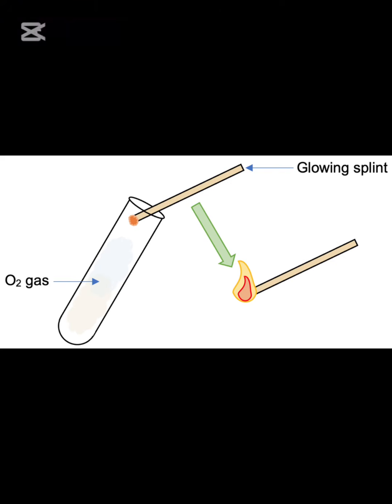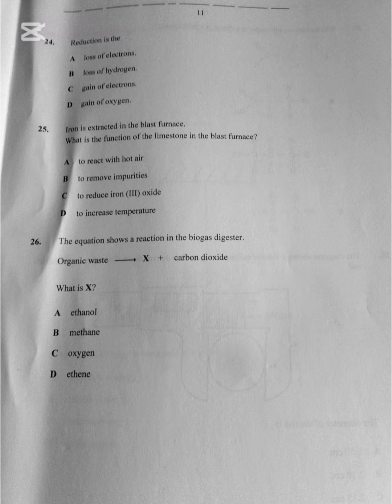And then on number 24, the question is saying, what is reduction? Reduction is defined as the gain of electrons. So reduction refers to the process of an atom or ion gaining electrons. So A, which is the loss of electrons, is the definition of oxidation. The loss of hydrogen is again a definition of oxidation. And then gain of oxygen is the definition of oxidation.